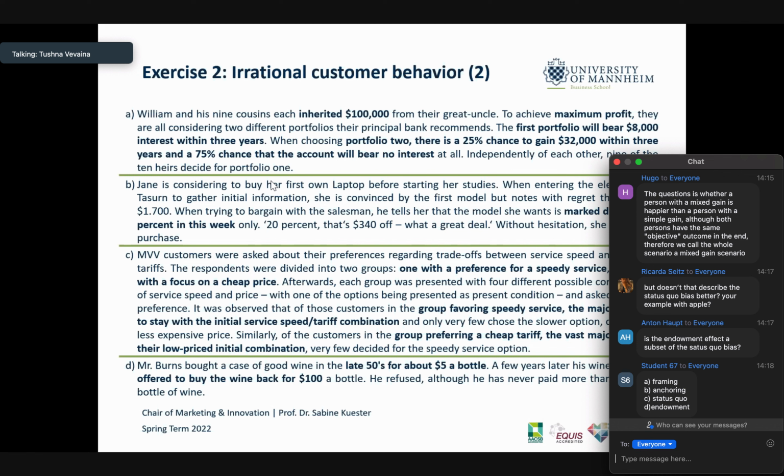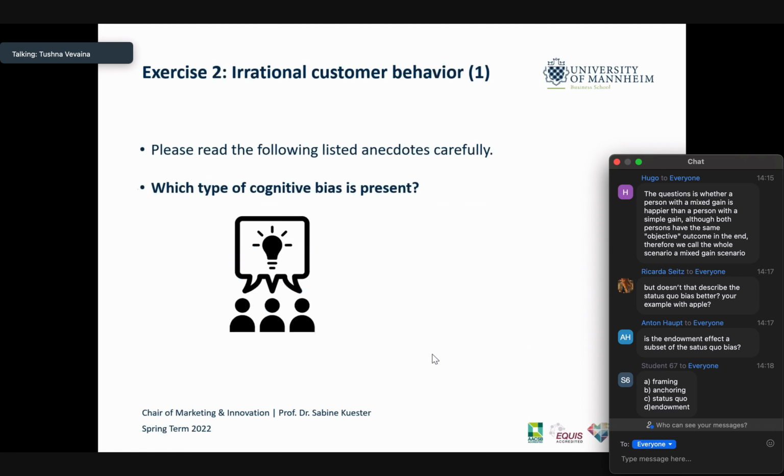Isn't endowment effect a subset of status quo? No, it's slightly different. When you're seeing psychological or cognitive biases, status quo, for example, is sticking by what you know, versus endowment is more, I would say, an emotional attachment. So framing, okay. Someone's asked me to go a slide back. I'm going a slide back.